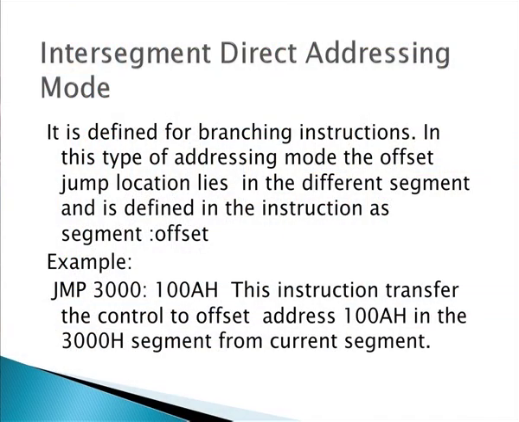So after the execution of this instruction, the microprocessor will be in another segment. Earlier it was in 2000H, now it is in the segment 3000H. This instruction transfers the control to offset address 100AH in the segment 3000H. Hence it is an inter-segment direct addressing mode.